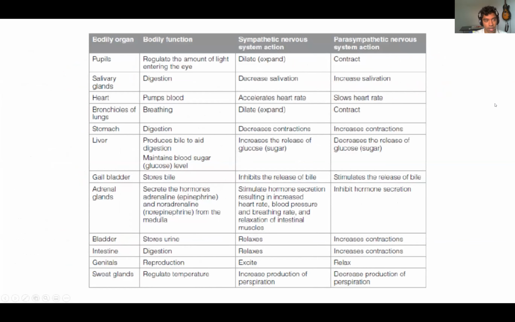So this is a table summarizing all the bodily functions, sympathetic and parasympathetic. It's usually quite self-explanatory. If you think about it, if you're resting, your stomach will increase contractions because you want to rest and digest. So you want to digest your food a bit more, so you increase contractions of your stomach. Usually these things are self-explanatory, but you can have this table as well.